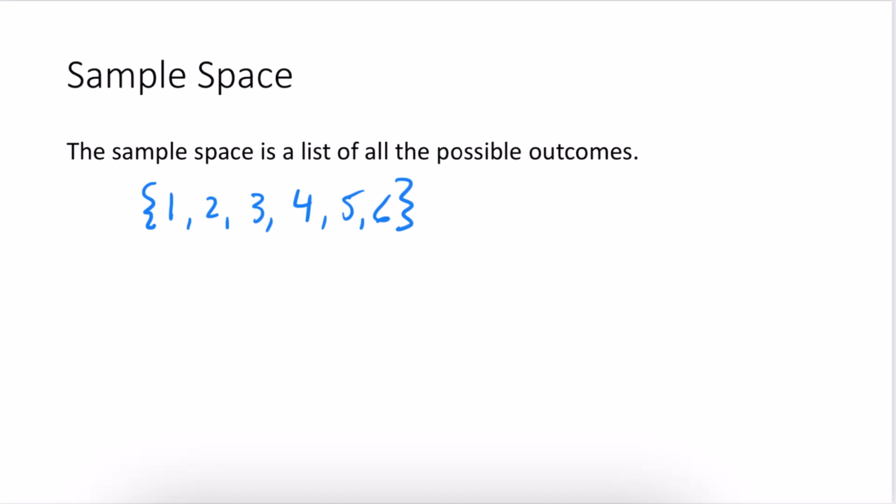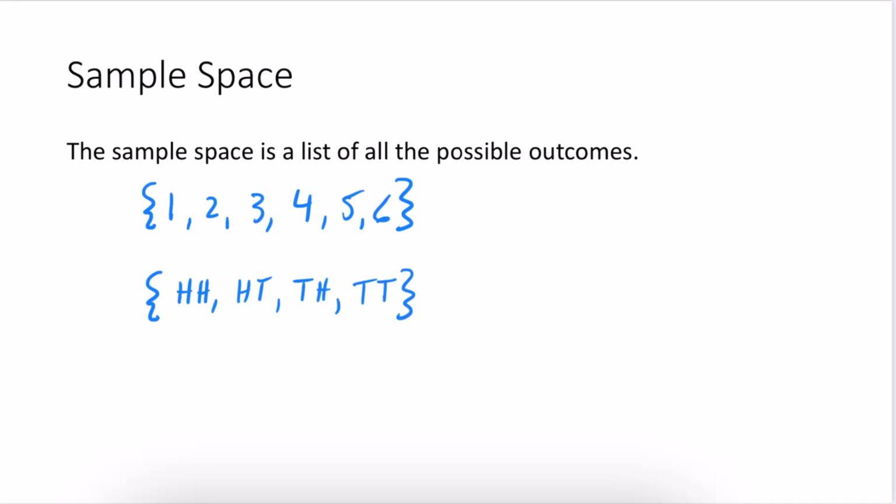Now, if you were doing a more complicated situation, like let's say you were flipping a coin, but you were flipping it twice. Well, in that case, your sample space would be the possibility of flipping 2 heads, or you could flip a head and then a tail, or you could flip a tail and then a head, and then your last one would be flipping a tail and then a tail.